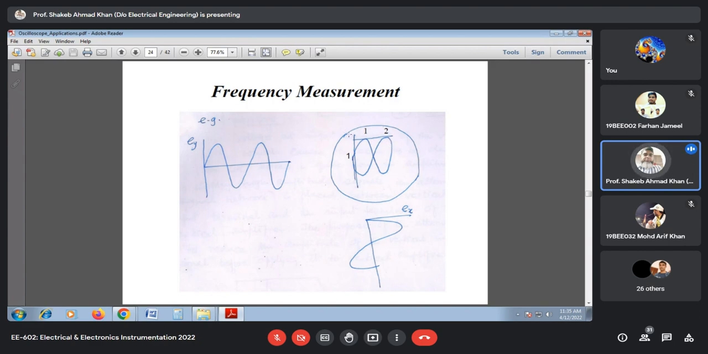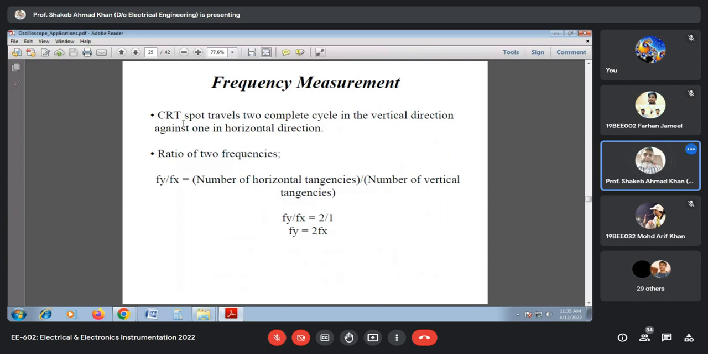Now with this Lissajous pattern, how can we find out? Our objective remains the same, that we want to know the frequency of the unknown signal, whereas this signal frequency is known and this signal frequency is not known. So that's what I had written. The CRT spot travels 2 complete cycles in the vertical direction against 1 in the horizontal direction. Ratio of 2. The formula is: frequency of the signal applied to the Y plates to the frequency of the signal applied to the X plate is equal to the number of horizontal tangencies divided by the number of vertical tangencies.